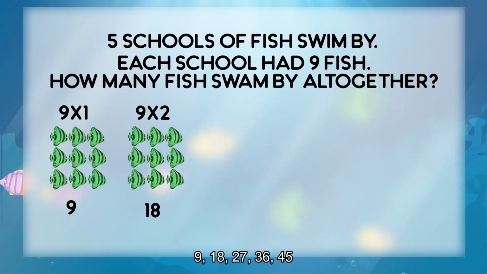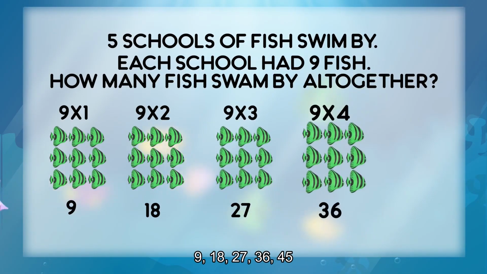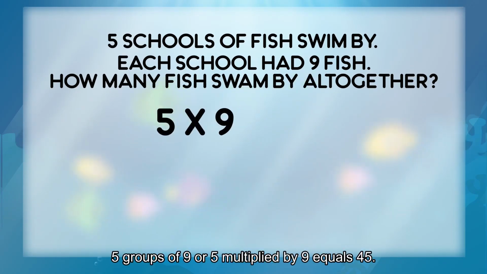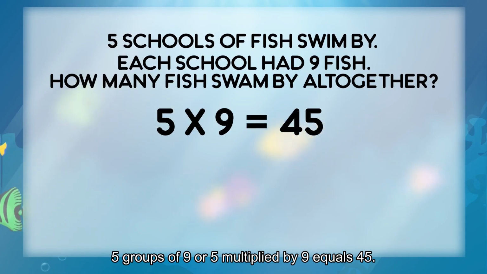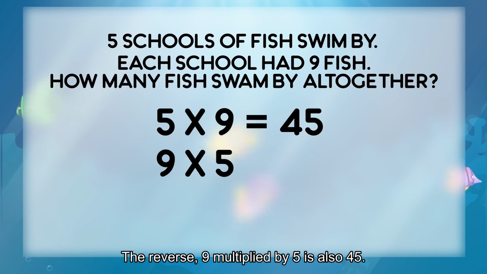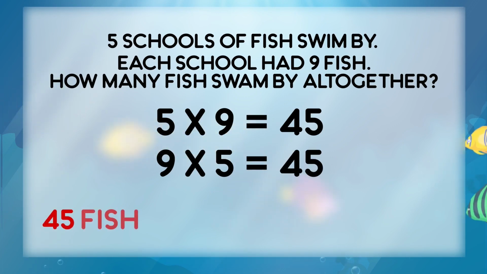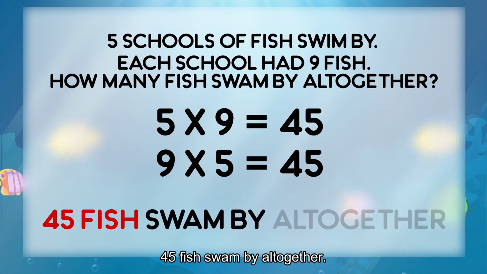9, 18, 27, 36, 45. 5 groups of 9, or 5 multiplied by 9, equals 45. The reverse, 9 multiplied by 5, is also 45. 45 fish swam by all together.